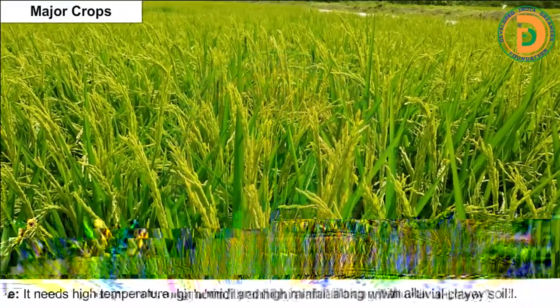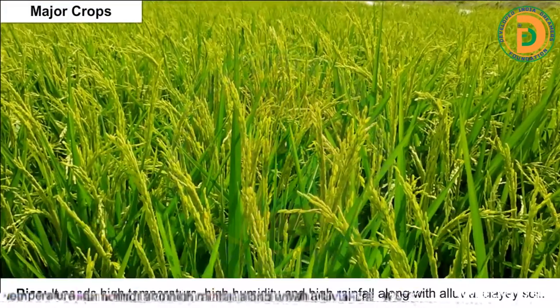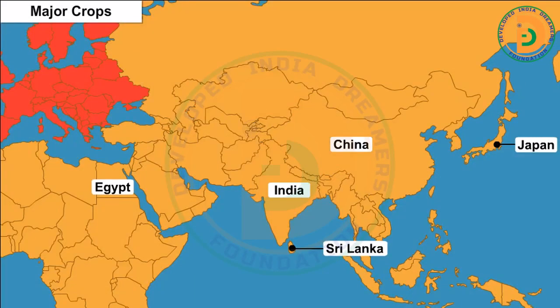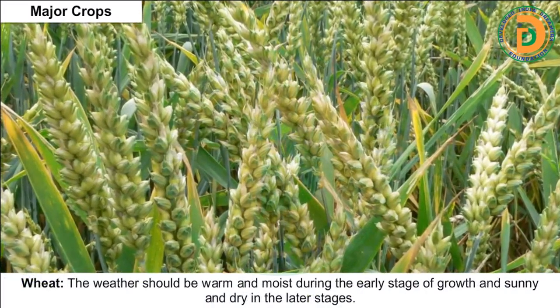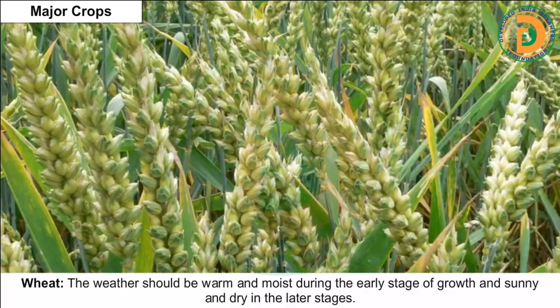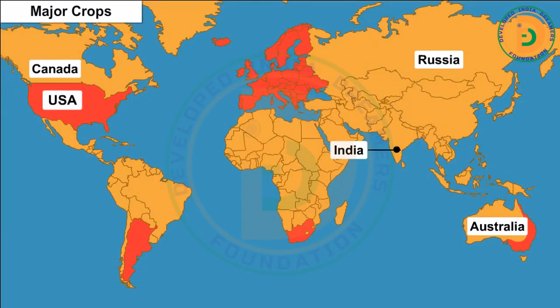Major crops. Rice. It needs high temperature, high humidity and high rainfall along with alluvial clay soil. It grows best in countries like China, India, Japan, Sri Lanka and Egypt. Wheat. The weather should be warm and moist during the early stage of growth and sunny and dry in the later stages. Largely it is grown in India, Russia, Australia, Canada and USA.